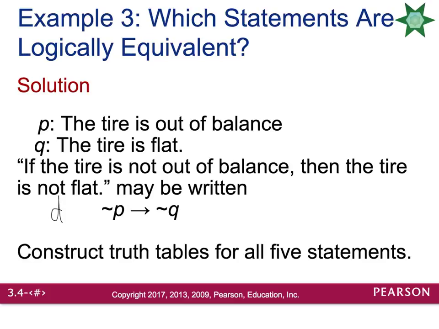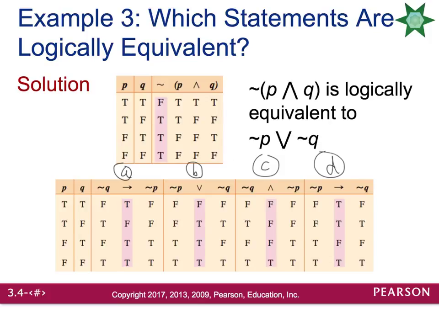Now what we're going to do is construct truth tables for all 5 statements and see which ones match. We have to do all 5 in a row. Because we only have 2 simple statements, we're just going to have 4 lines. So we set up our truth table as TTFF for P, and TFTF for Q. Then our first statement that we were looking at was negation of P and Q in parentheses. Here we're taking the shorthand method.